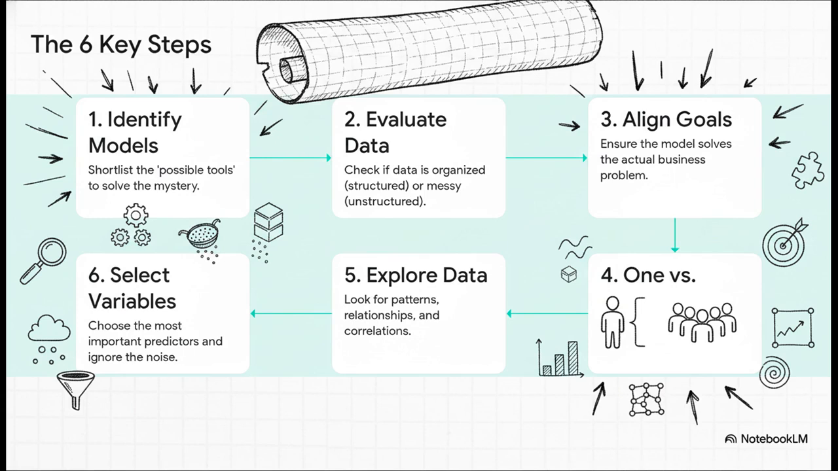So here they are, the 6 critical steps for the blueprint. We start with some big picture thinking, identifying possible models, figuring out what kind of data we even have. Then we start to narrow it down, making sure we're aligned with the main goals, and finally we zero in on the variables that really matter. Let's walk through them one by one.